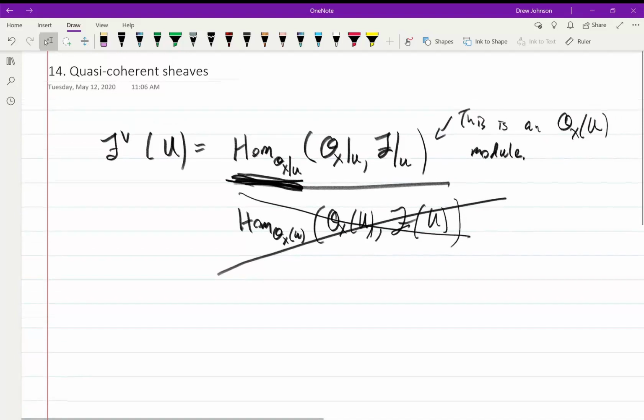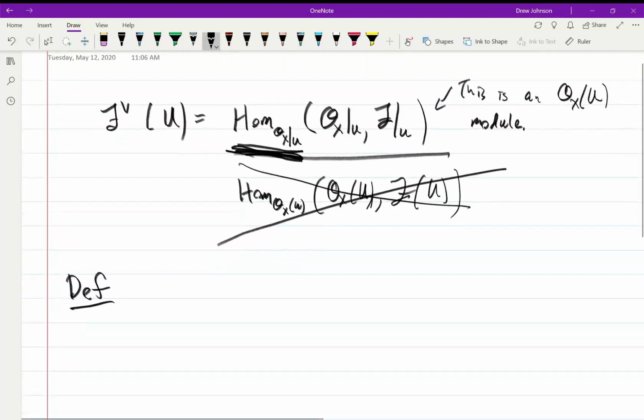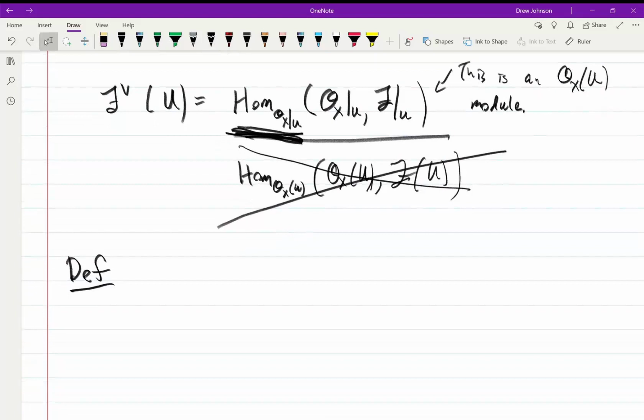All right, let's move on to quasi-coherent sheaves. Let's start out with the definition. What we're going to do here is give a class of OX modules, of sheaves, that are more closely related to commutative algebra. So let's see how that works. Let X be, we'll start out with affine schemes, Spec R, and let M be an R module.